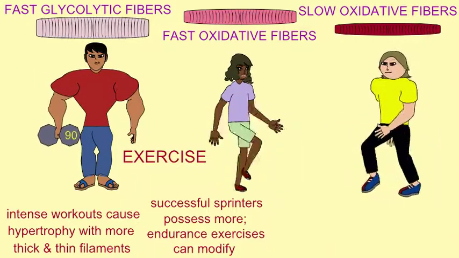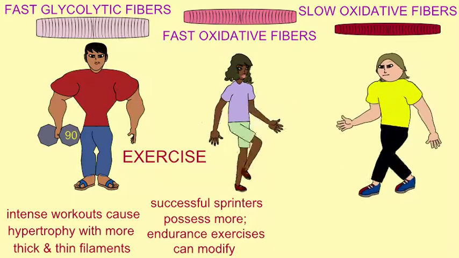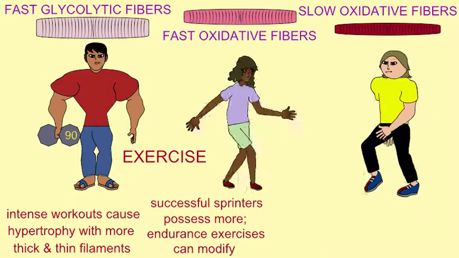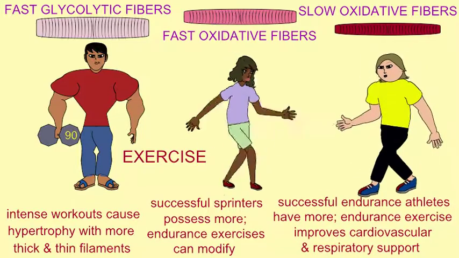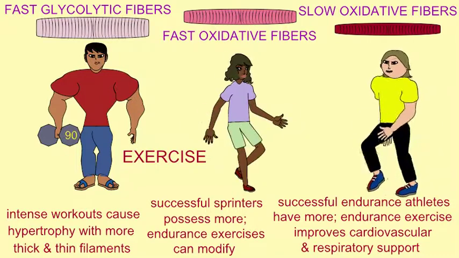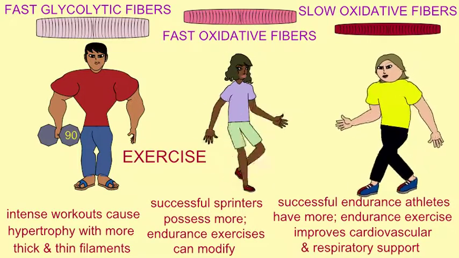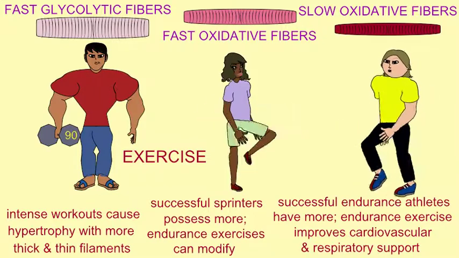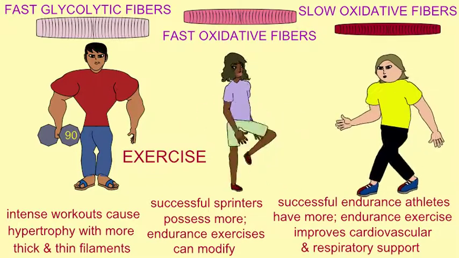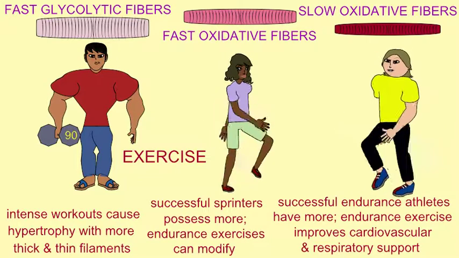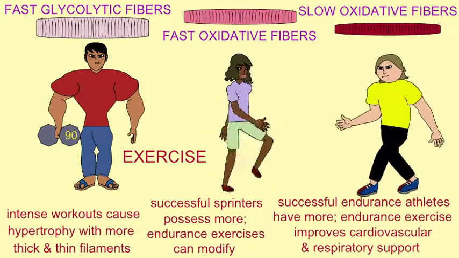Endurance exercise can modify these fibers and make them a bit more like the slow oxidative fibers. When slow oxidative fibers are exercised in endurance activities, they do not hypertrophy and increase in width the way that fast glycolytic fibers do in weightlifting. So a long distance runner would not have incredibly bulky legs.